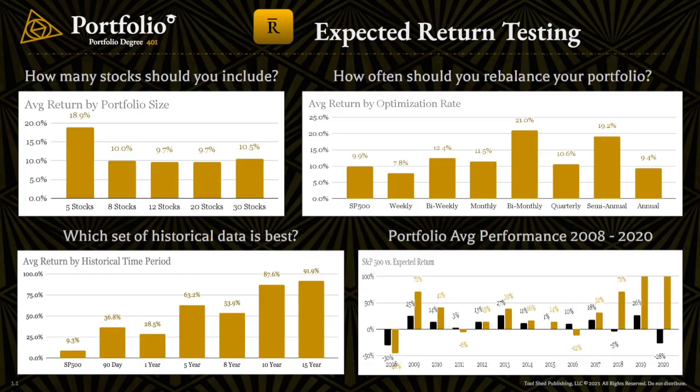And that will help you find companies that have produced stable growth over that time period. The last chart we have here shows the annual performance for our expected return portfolios over the entire testing time period. You can see the market performance by year with the black bar, and then the gold bar is the performance for the expected return portfolios.